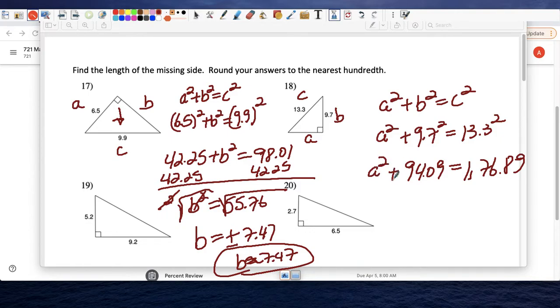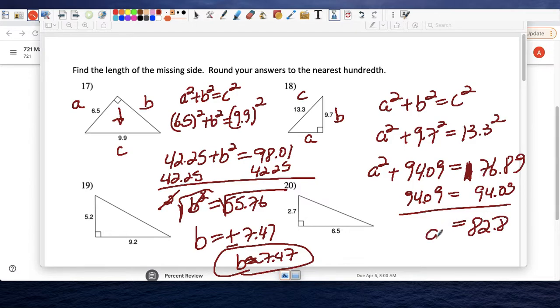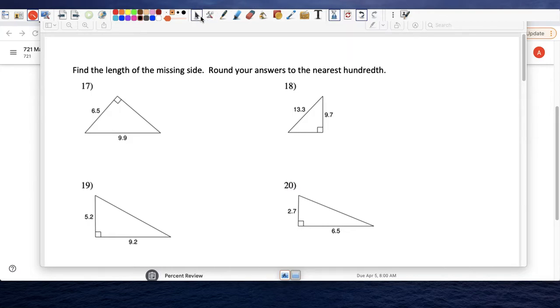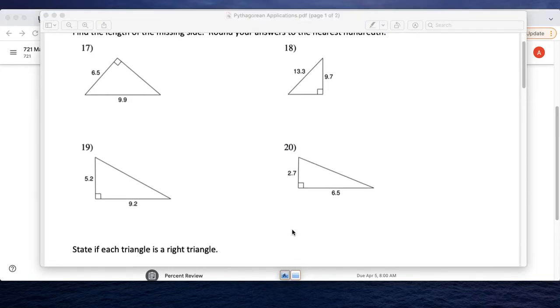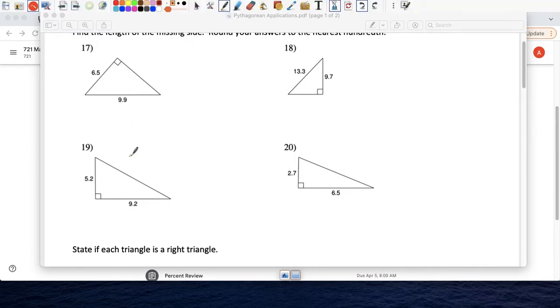We're looking for one of the legs. Again, we subtract 94.09 from both sides. So minus 94.09 from both sides, and we get 82.8. So A squared. Again, take the square root of that side, then the square root of this side. A equals the square root of 82.8. Looks like 9 point, rounded to the nearest tenth. No, rounded to the nearest hundredths, 9.10. So that's the value of A.